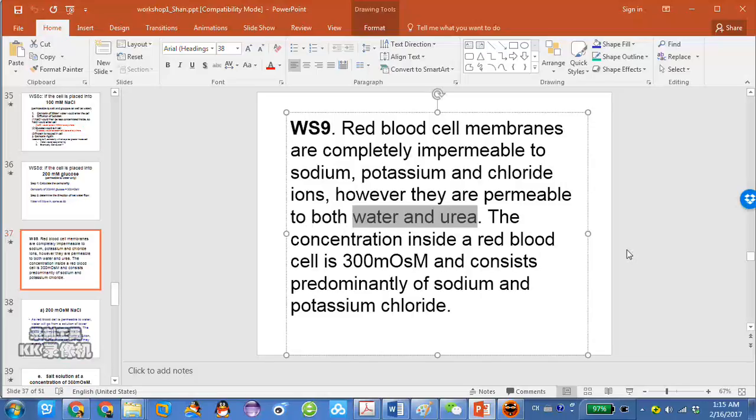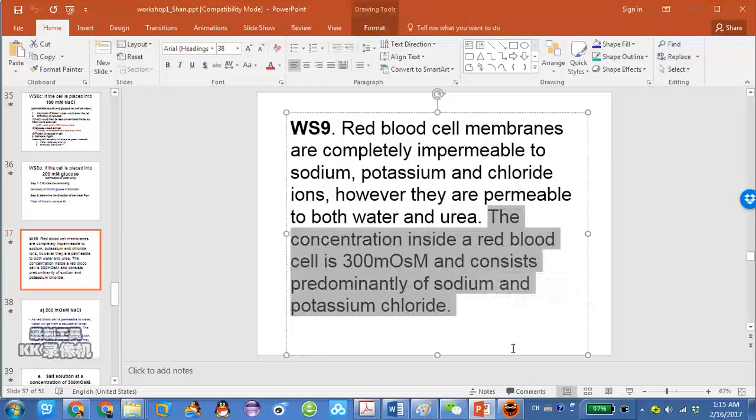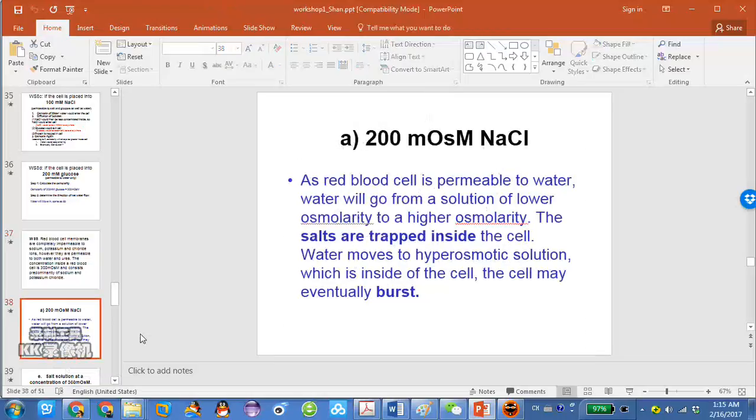Also, I'll add one condition: the cell's internal osmolarity of 300 milliosmolar mostly consists of sodium and potassium chloride. It is mostly composed of salt that is not permeable to the cell membrane. Okay, let's come to the scenarios one by one.